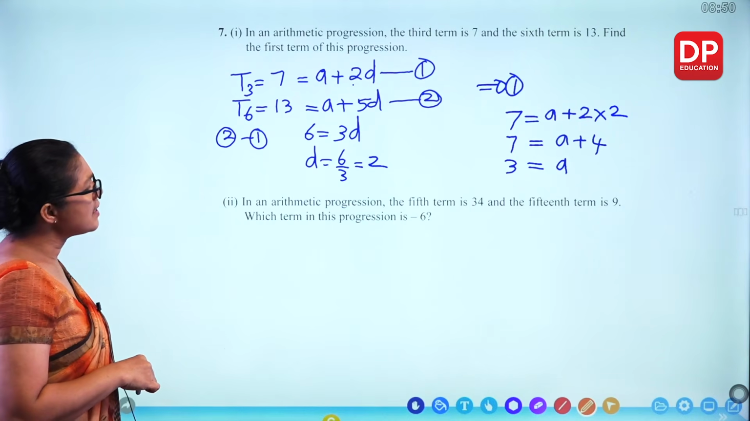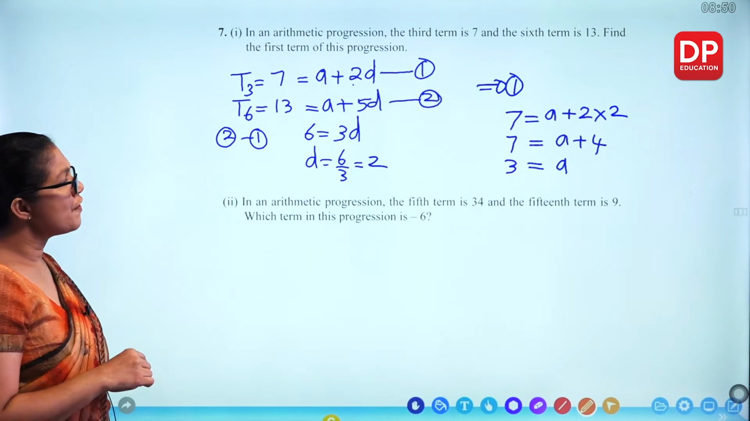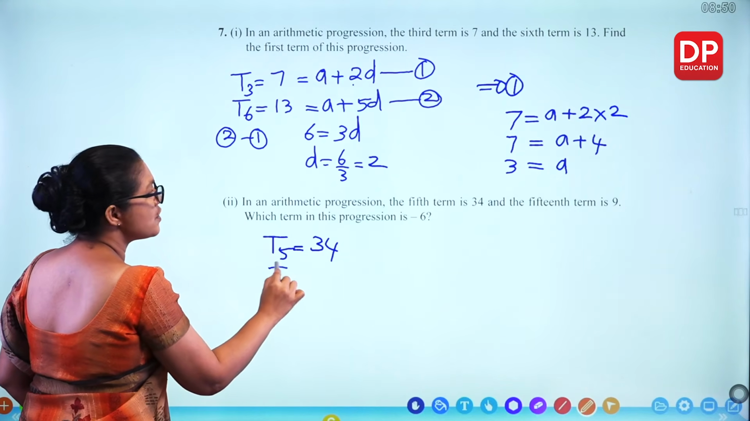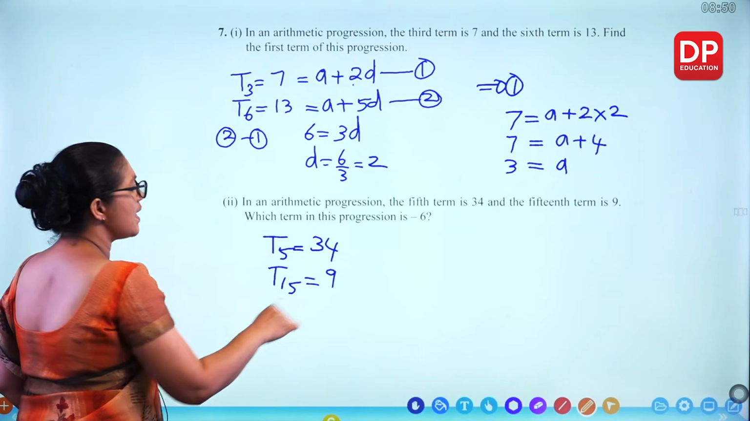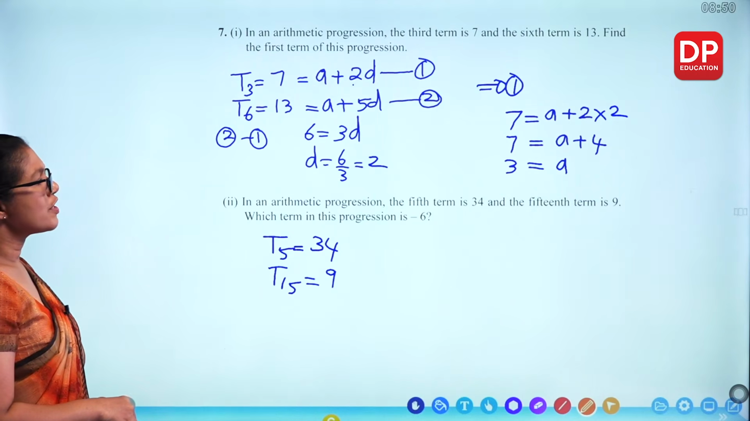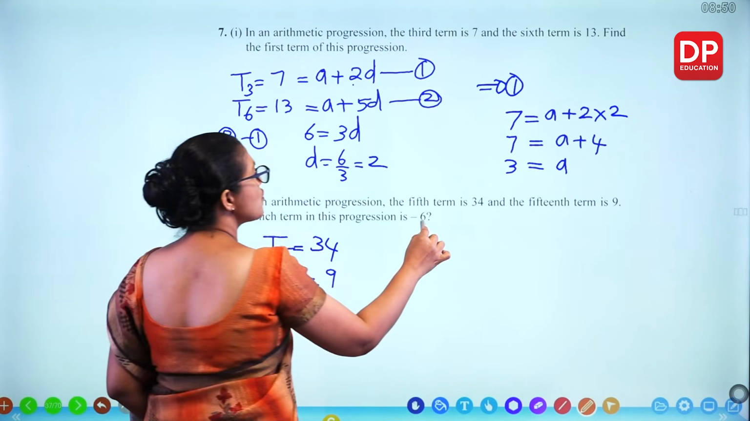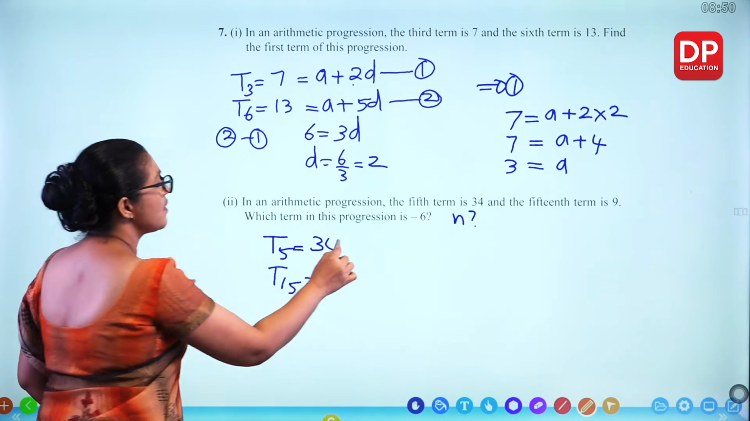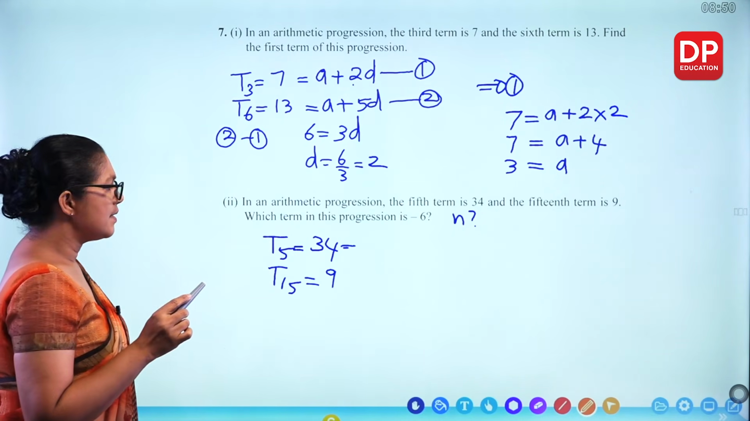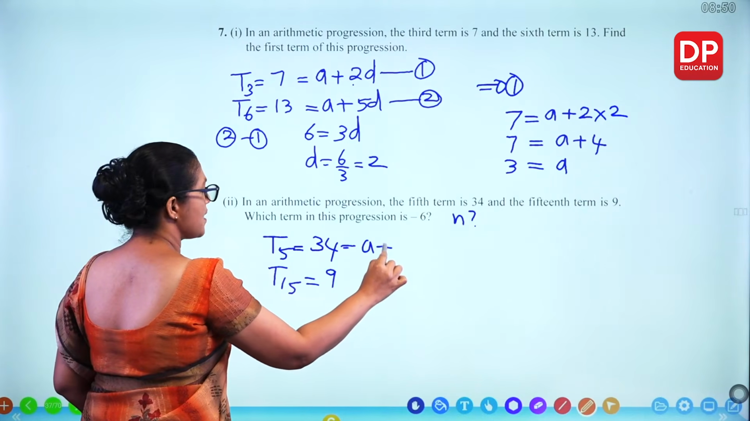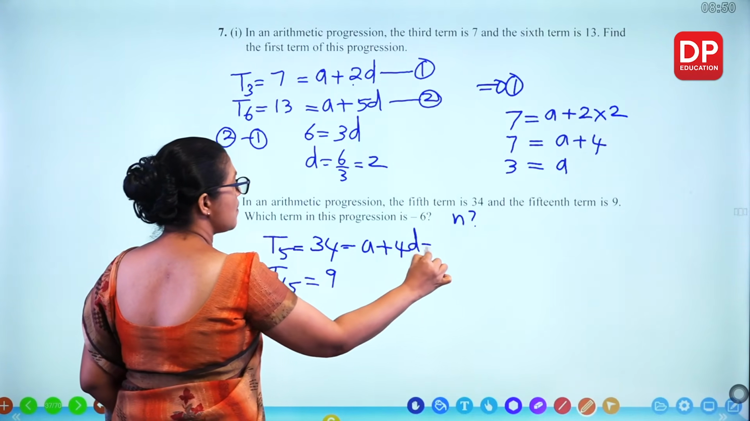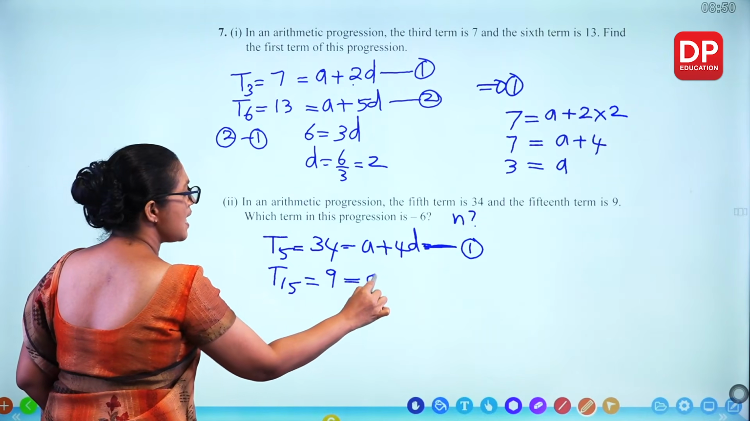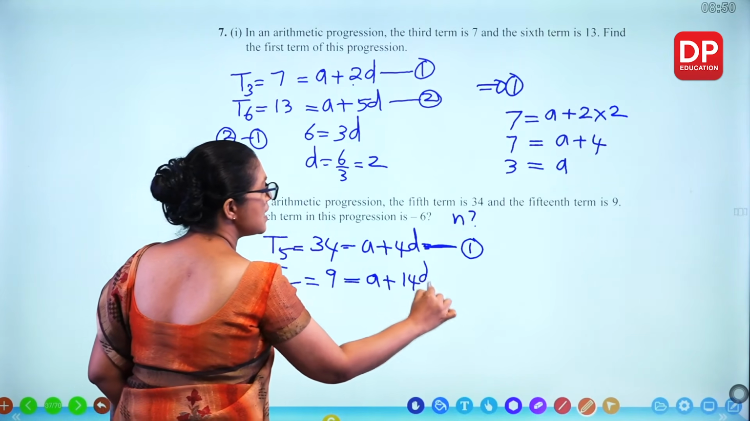Now take the next part. In the arithmetic progression, the fifth term is 34. The 15th term is 9. Which term in this progression is minus 6? So you are asked to find n for minus 6. Now write down in terms of A and D. A plus 4D equals that. So that's your first equation. 15th means A plus 14D.